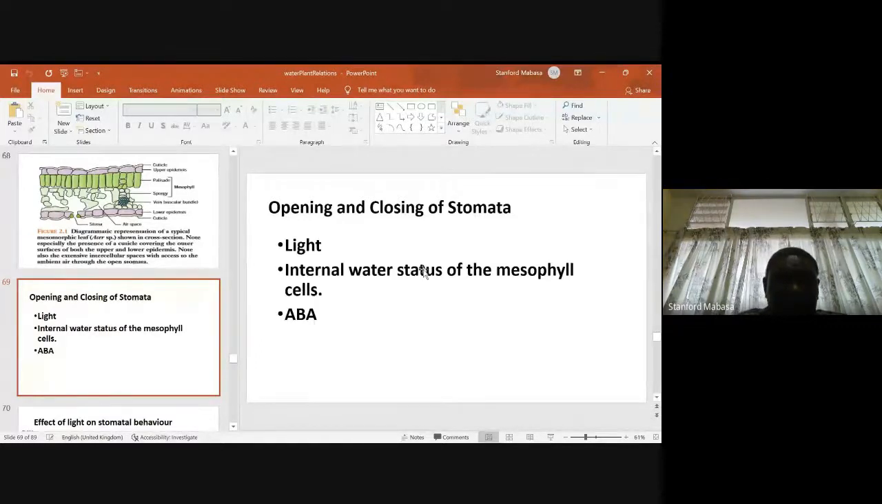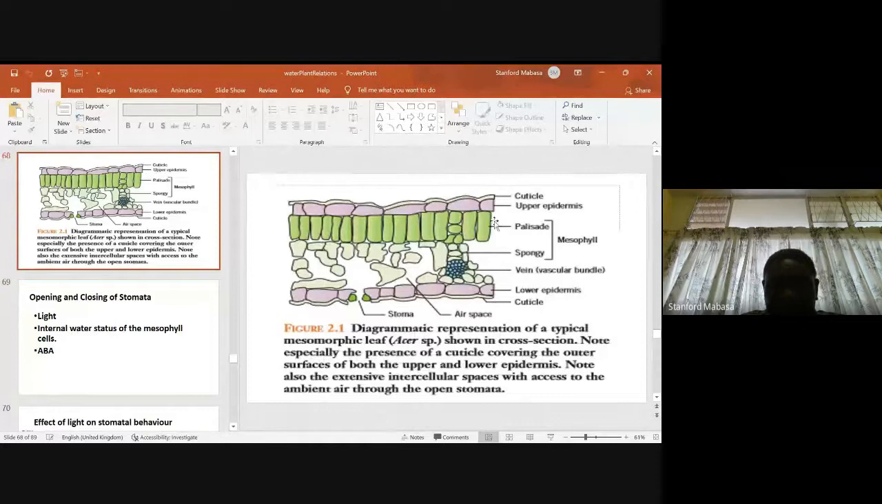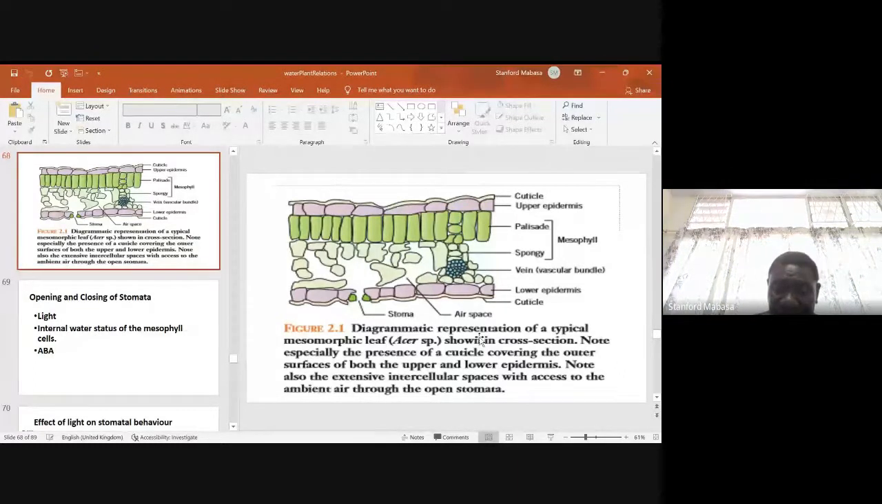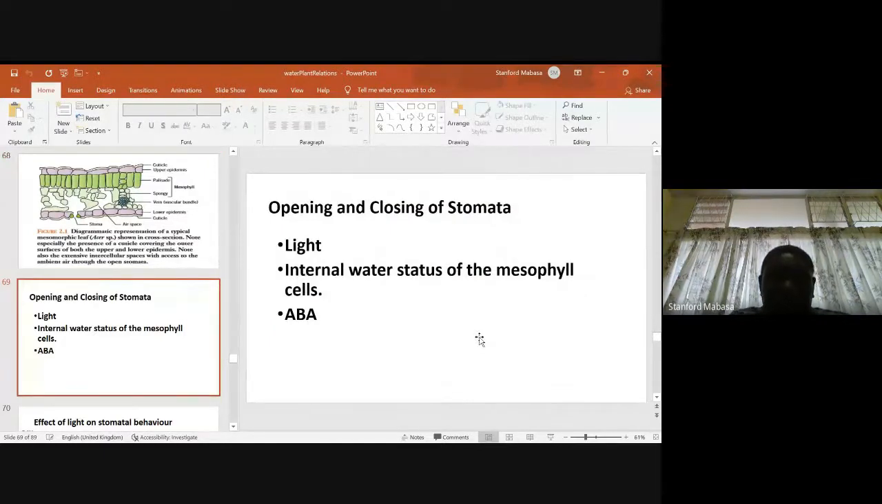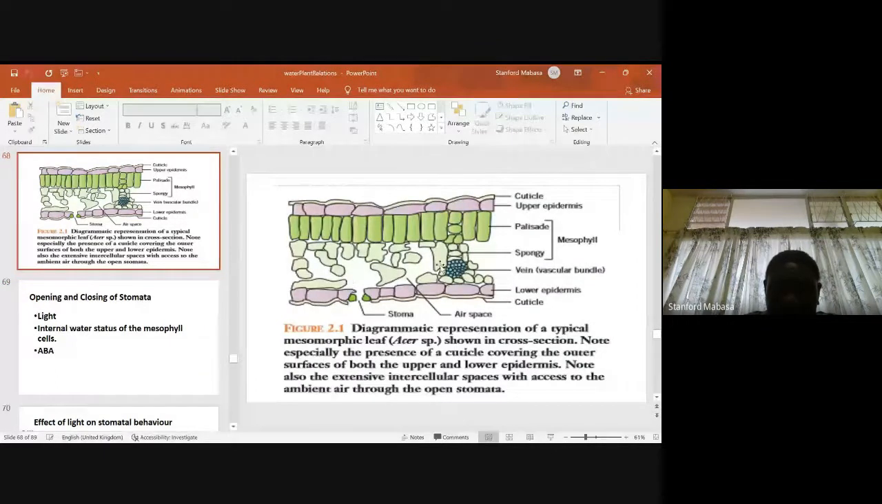Here I want to focus on the, okay, this is the leaf and this is the stomata. Water within the cells may travel via osmosis as the water escapes into the air spaces. It leaves the leaf by diffusion into the atmosphere. Now I want to focus on what is happening here at the stomata.